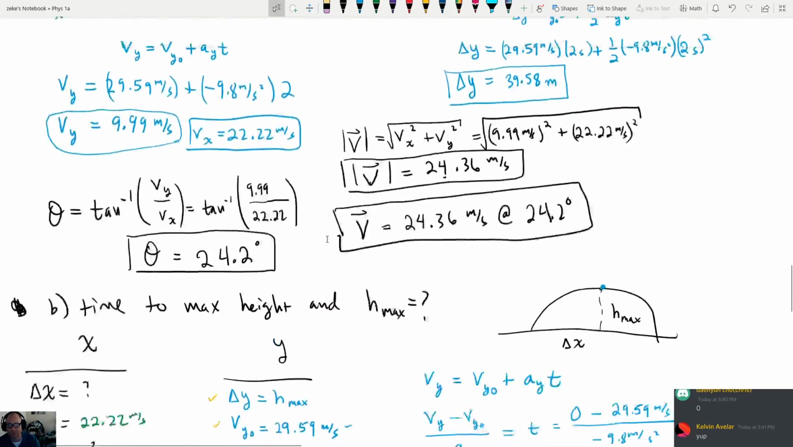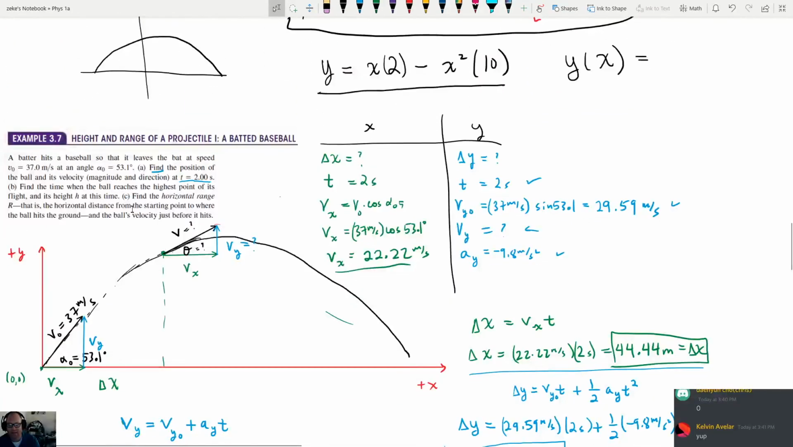This problem takes so long. Last, C, find the horizontal range, R. That is the horizontal distance from the starting point to where the ball hits the ground. And, of course, you gotta have like 15 parts to this problem. The ball's velocity just before it hits. Horizontal range. Okay.